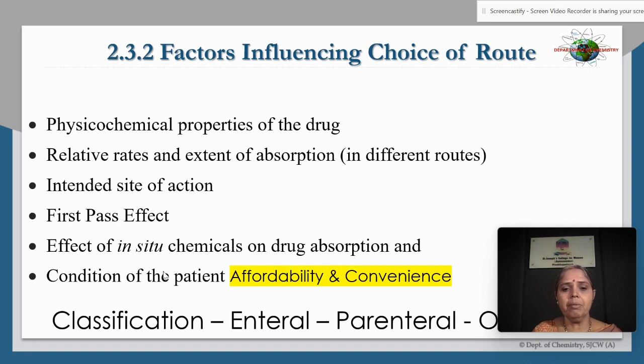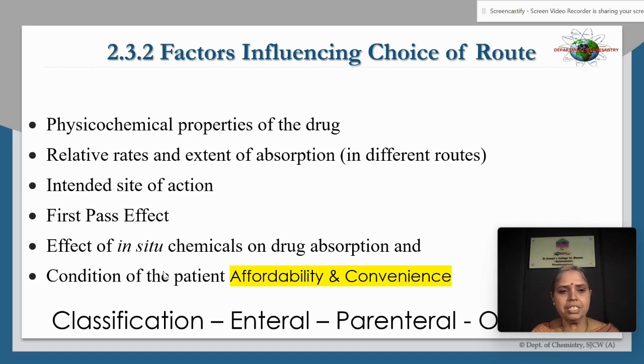Similarly, affordability. Suppose a particular medicine can be simply taken in the form of a pill, we always prefer to take it as a pill because getting injected requires additional expenditure, additional people. You need to go out of your home, go somewhere and get the drug injected.